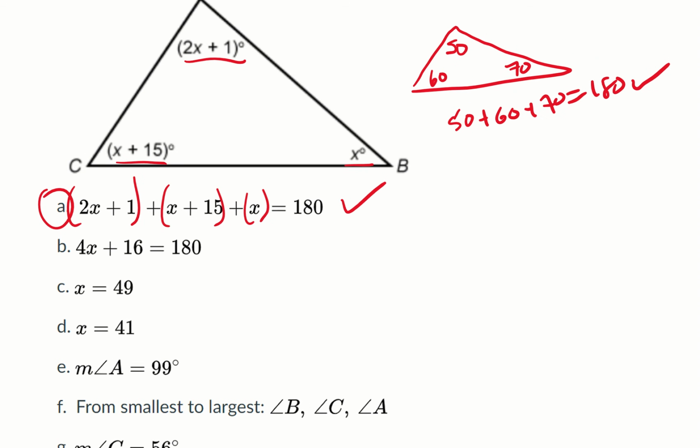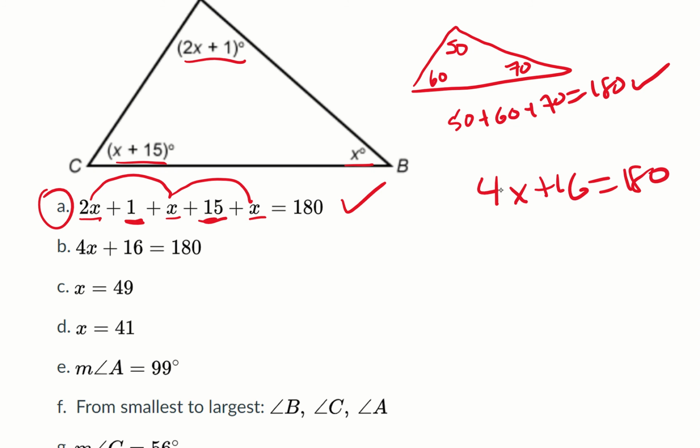And then 4x plus 16 is 180. Is that true? Well, let's see here. Let's see if that's true. Well, what they did is let's see if we combine those. What do we get? 2x plus x plus x. That's 4x. 1 plus 15 is 16 equals 180. Is that true? Well, yeah, that's exactly what we got. So that's true.